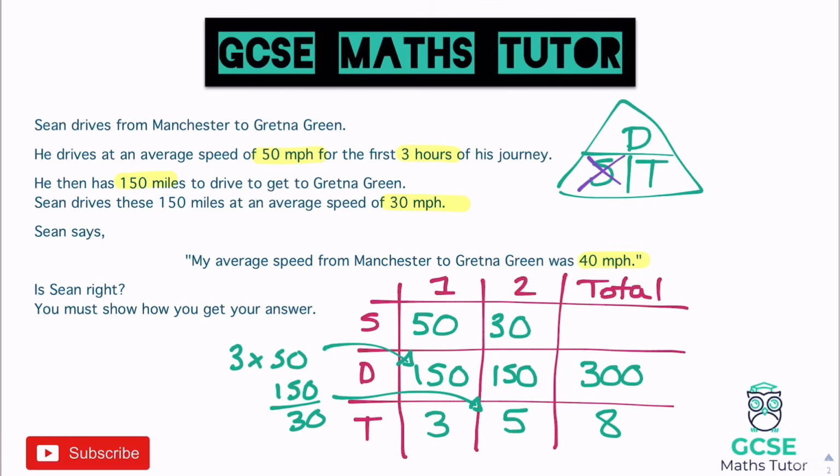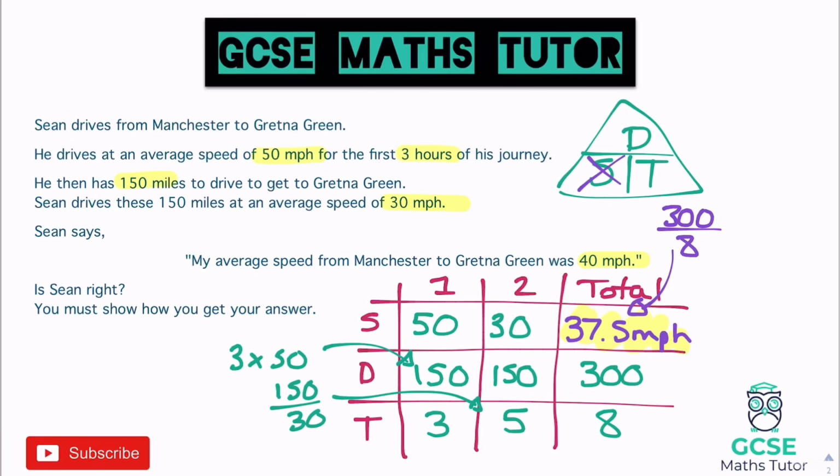And then we can actually work out his overall speed. Speed there is, remember, distance divided by time. So for this final box here, we can do 300 divided by 8, which is 37.5. So 37.5 miles per hour, and there's our final answer.